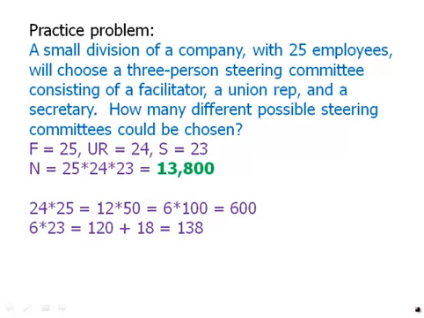So notice that we're seeing a pattern here with counting problems. We only have a company with 25 employees, but as soon as we start looking at different orders of doing things, we get very, very large numbers. Some of the largest numbers in mathematics come from combinatorics.